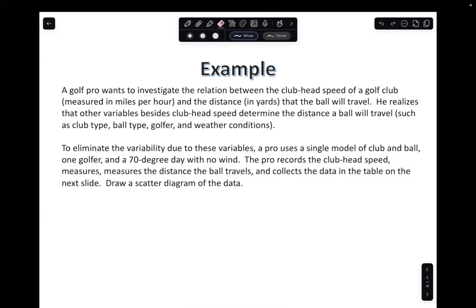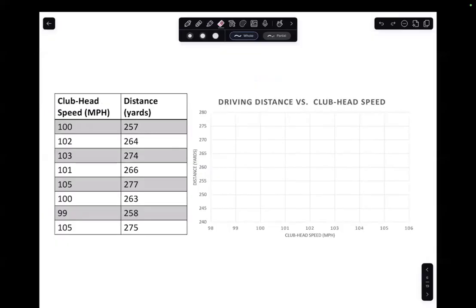So what they used was one person, one single model of club, one type of ball, and a 70-degree day with no wind. They wanted our only variable to be how fast the club head is moving. They did the best they can with that. So we're going to draw a scatter diagram. Here's our data, and we're just going to plot the dots, our x and y variables. The club head speed is our x value because if the club head doesn't move, the ball doesn't move. The distance in yards will be my response variable because it's responding to how fast the club head speed is.